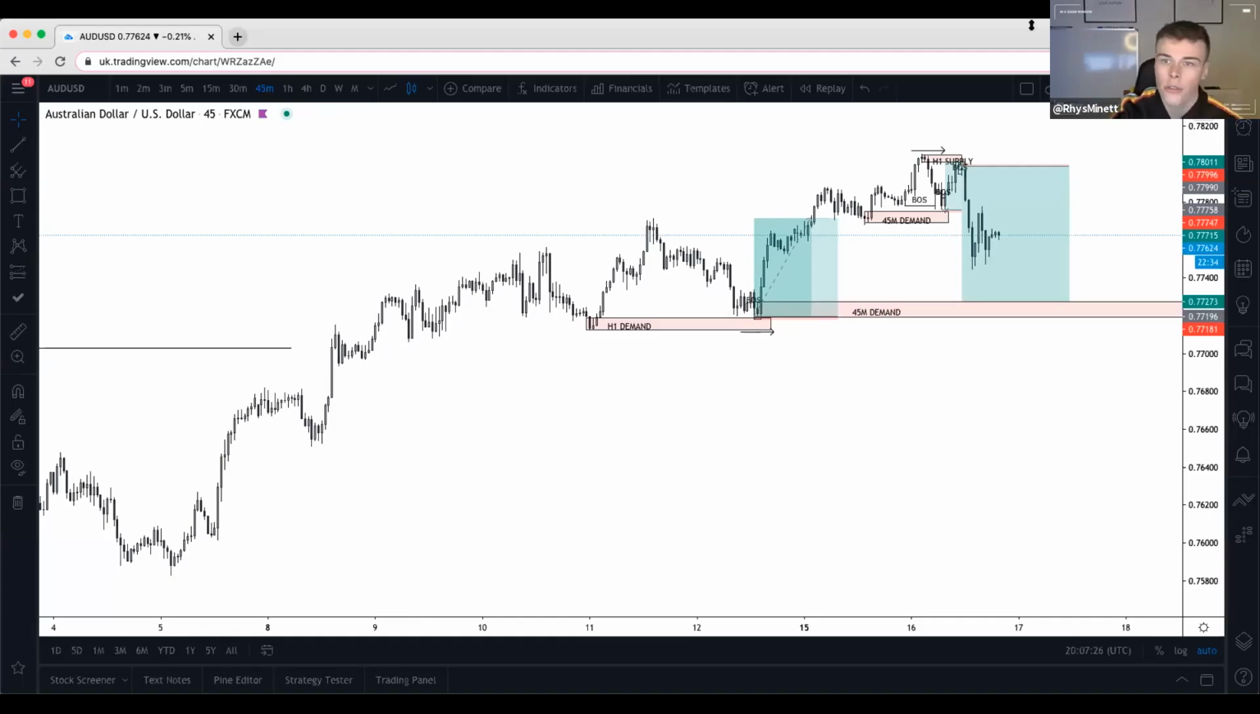So what I'm going to do, I'm just going to share my screen. So I've got 3 different setups I want to share with you guys today. You should be able to see my screen now. The first one I want to cover is AUD USD. This setup is absolutely crazy.